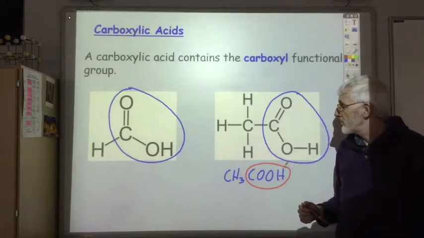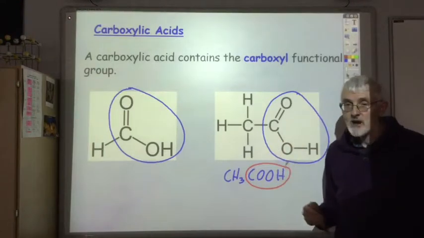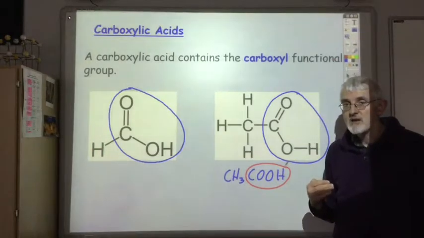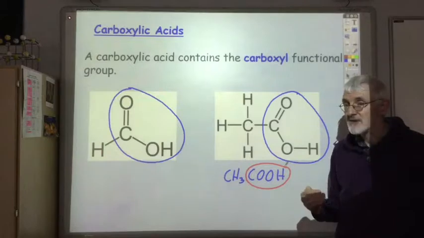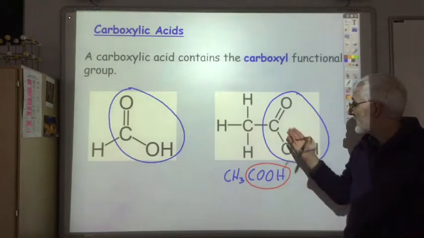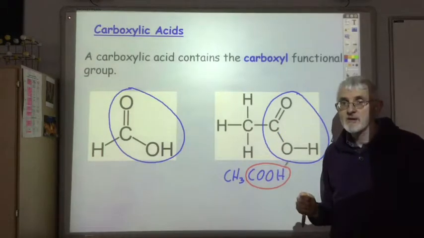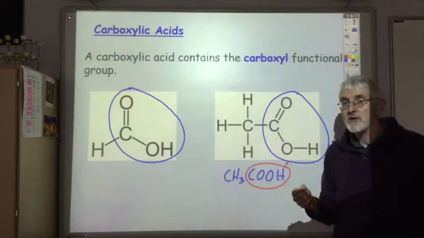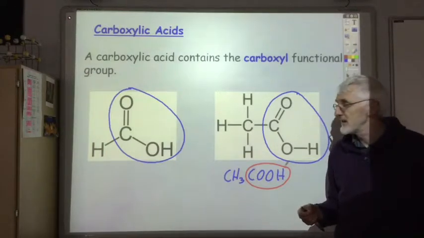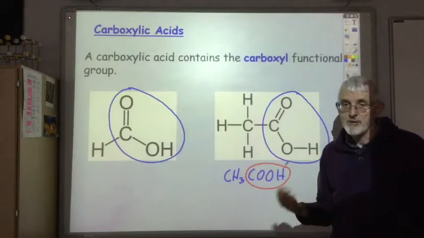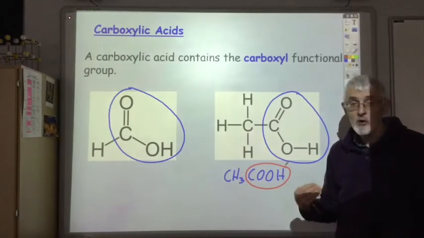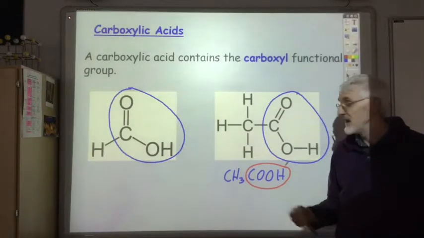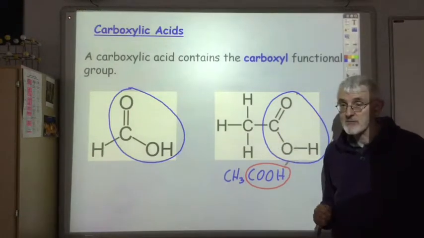Now, once you get up to 3 carbons in the alcohols, you had to start saying where the carboxyl group was. But carboxylic acids always have the carboxyl group on the end carbon, so you never have to put a number in to say where the carboxyl group is. So 3 carbons, propanoic acid, then you get butanoic acid, pentanoic acid, hexanoic acid, etc. You do not need to say where the carboxyl group is, it's always on the end carbon.